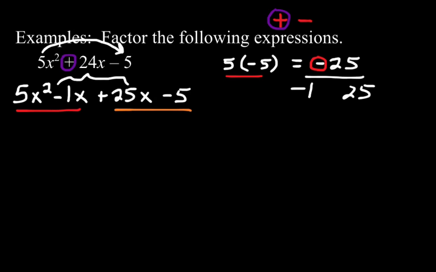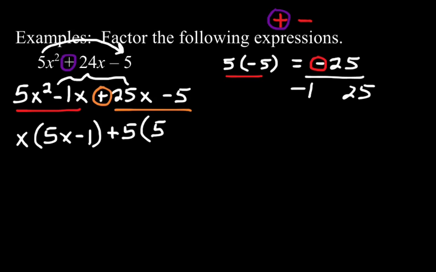Notice in the first group, all we can take out again is the x, and that leaves us with a 5x minus 1. And then again, we have to take out that sign, whatever it is. In this case, it's a plus sign, so that's pretty easy. But we can also take out a 5 from both of those. So we're going to factor out a 5, and 25 divided by 5 gives us 5x, and then negative 5 divided by 5 is negative 1.